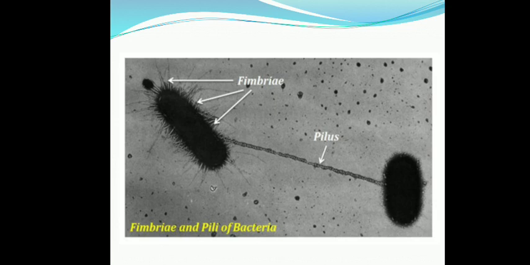Any bacterial cell may have 1,000 fimbriae present on its surface, but these fimbriae can only be seen with the help of an electron microscope. We cannot see these fimbriae with our naked eyes or with a simple compound microscope. We need an electron microscope to study the structure and function of fimbriae. The length of these fimbriae is nearly 0.5 micrometer and the thickness is around 10 nanometer.